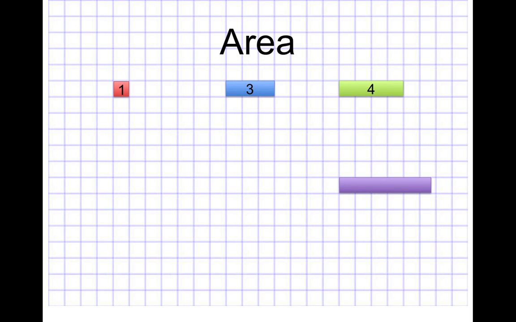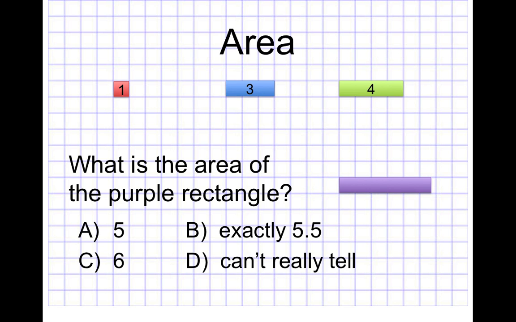Take a look at this purple rectangle. What is its area? Like the others, it's 1 little square tall, but the length is somewhere between 5 and 6, and we can't really tell how long it is. Luckily, algebra gives us ways to work with numbers when we're not really sure what they are.